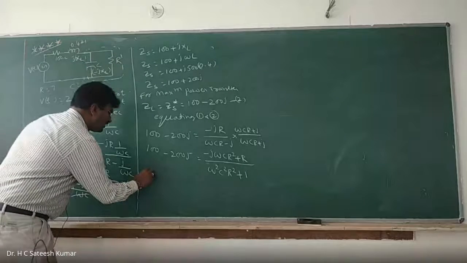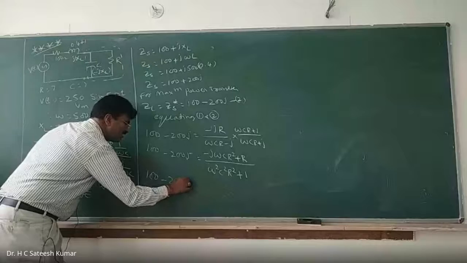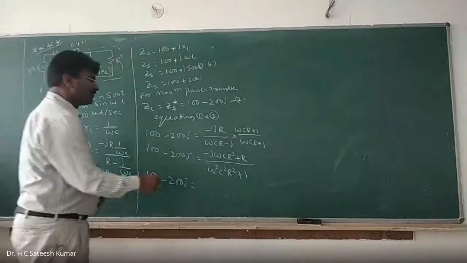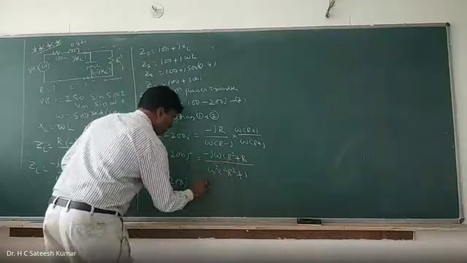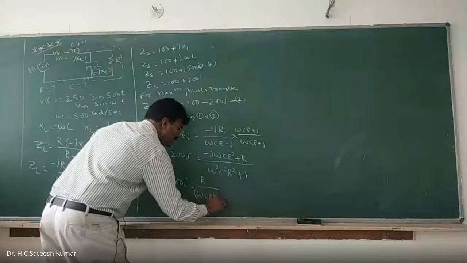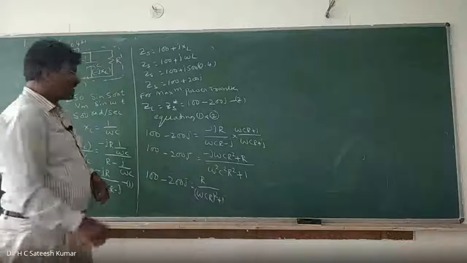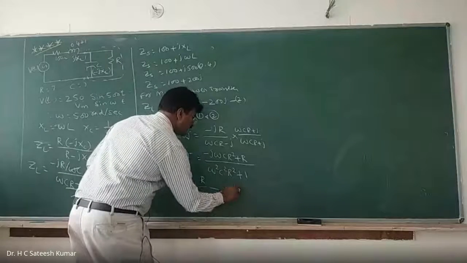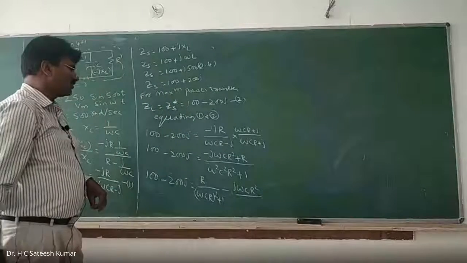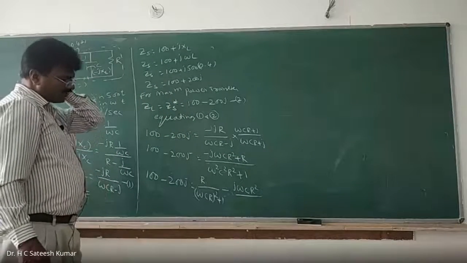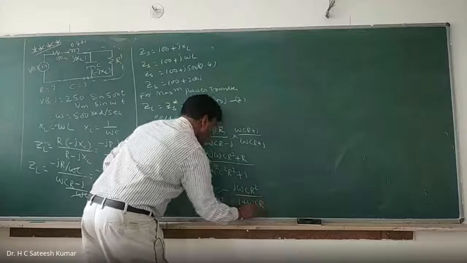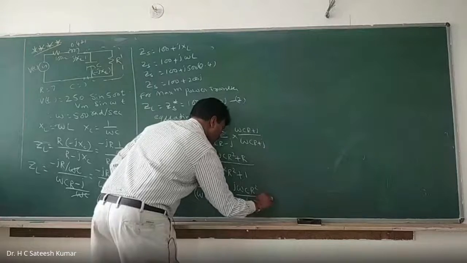So 100 minus 200J is equal to, real part and imaginary part, you separate it. Okay, right. What is that we have? Real part is what? R divided by omega CR whole square, we can write it, plus 1. Now real part, plus imaginary part is what? Minus J omega CR square divided by, what is that we have? 1 plus omega CR whole square. This one whole square, we will get it.